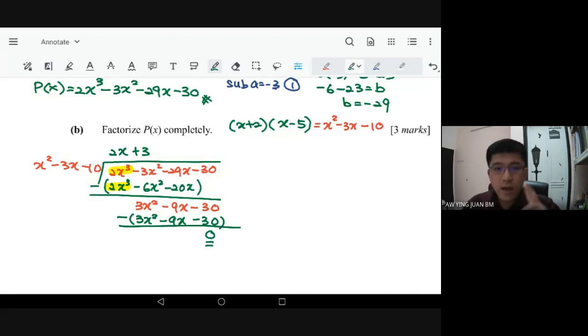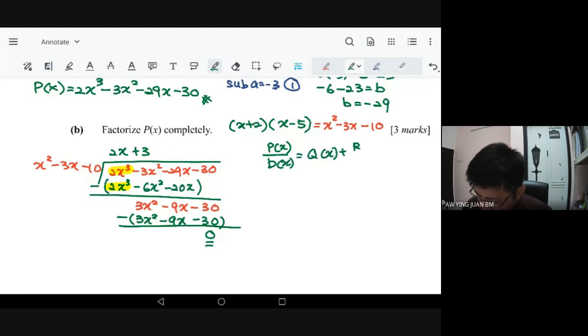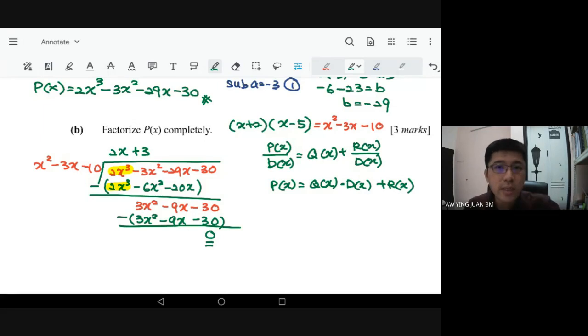So remember, standard form 1: px over dx is equal to q plus rx over dx. Standard form number 2: px is equal to qx multiplied with dx plus rx. Based on this question, this will be the answer, because in part b, they didn't give you the structure P over D. So straightforwardly, you must answer your question in the second standard form.